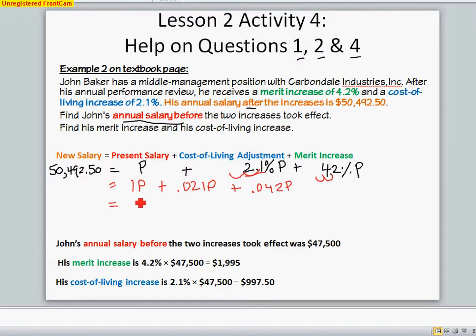All right, next step would be to combine like terms. Notice that each one of these has the P, which means I can actually combine them all. So really what I'm doing here is adding some decimals: 1.000 plus 0.021 plus 0.042. And when you add all of those together, you're going to get 1.063 times P, equaling this 50,000 number.